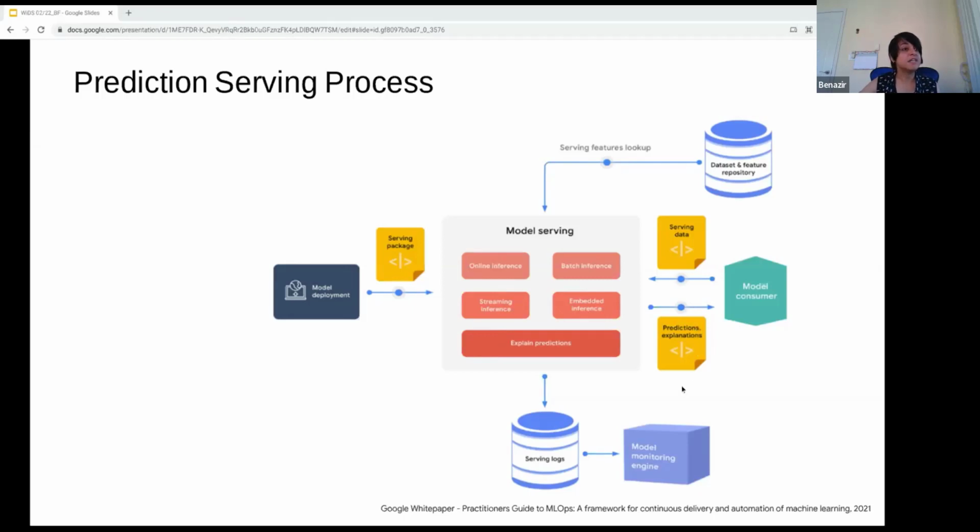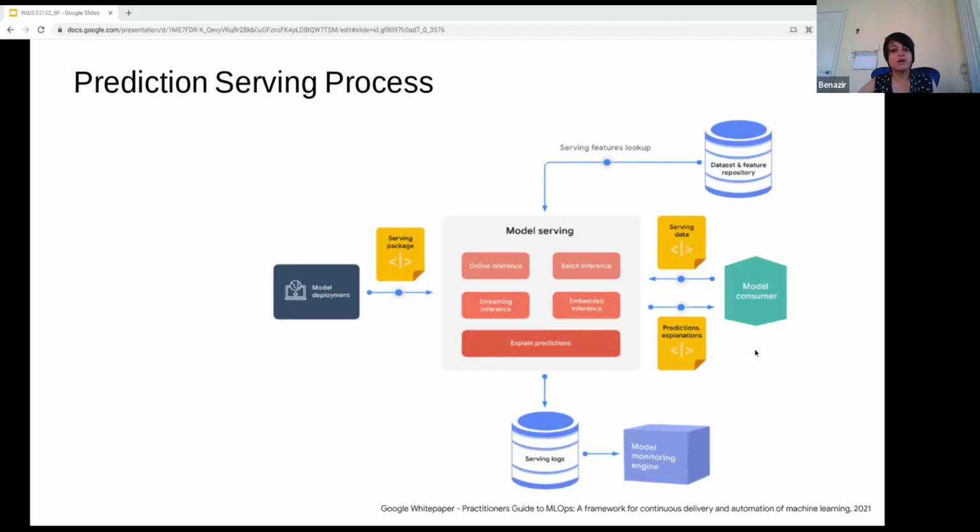And that's where other things like your model monitoring engine come in, such that whatever serving you're doing, you're also storing some serving logs, in case you want to go back and identify what happened if something were to go wrong in prediction. And when you are serving this model, you're getting the serving data from the model consumer. This could be either a downstream model or some application. Your model is giving it the predictions and also some explanations.